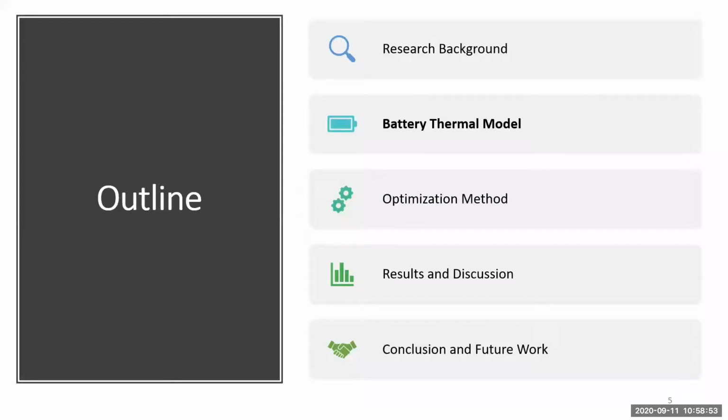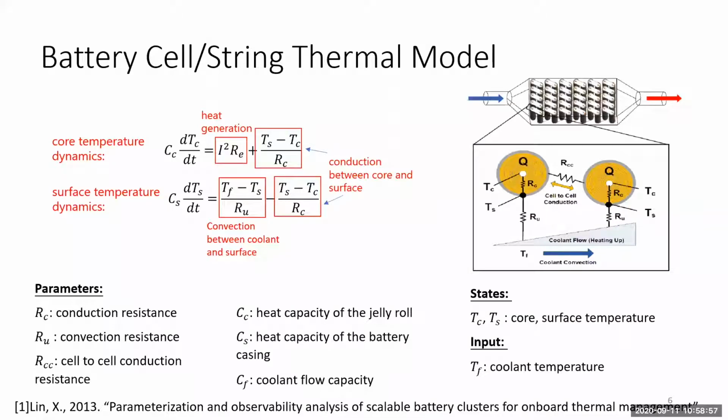Now let's look at the battery thermal model. The single-cell or string thermal model had been proposed in previous work of our lab. In the single-cell thermal model, the core temperature dynamics include the heat generation and the heat conduction between the surface and the core. And the surface temperature dynamics include the convection between the coolant and surface and the conduction between the surface and the core.